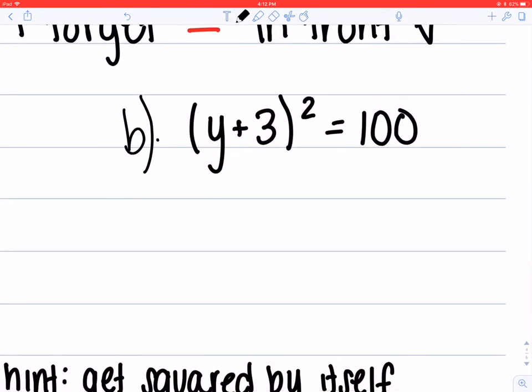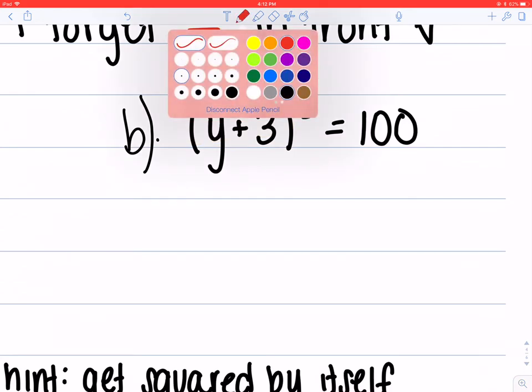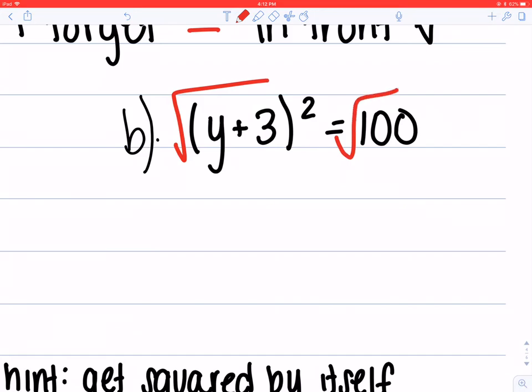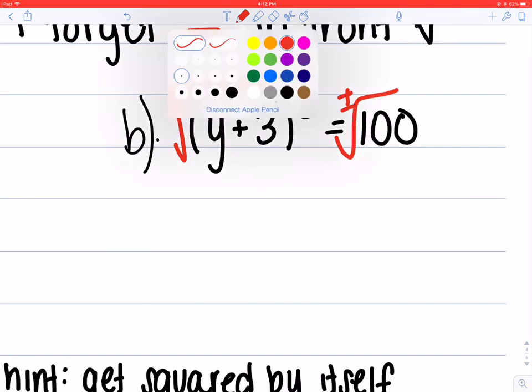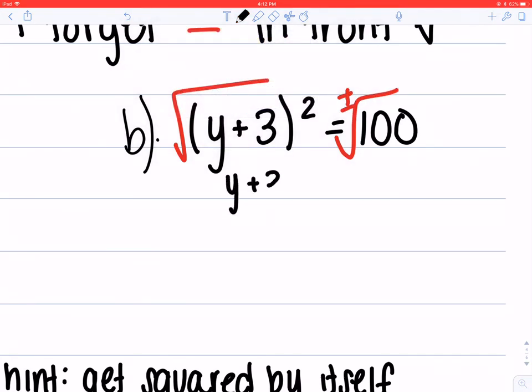Second example, same thing. It looks a little bit different, but the squared is already by itself. You just have all of this stuff in the squared. So I'm going to go straight to square root both sides. Don't forget your plus or minus. And then you'll have y plus 3 equals plus or minus the square root of 100. Simplify the radical. Well, the square root of 100 is 10. So I can rewrite this as plus or minus 10.